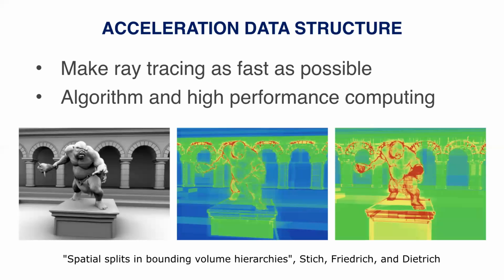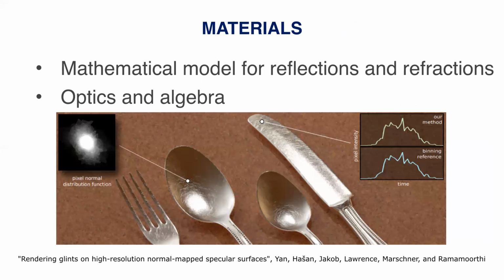So let me tell you a bit about the topics that are going to be covered in this course. One of the topics we cover is acceleration data structures. So this is about making what's called the ray tracing algorithm, which is a building block of light transfer simulation and physically based rendering, as fast as possible on computer. So this is all about algorithms and high performance computing. So we're going to be learning how we can run this computation as fast as possible using techniques developed in computer graphics.